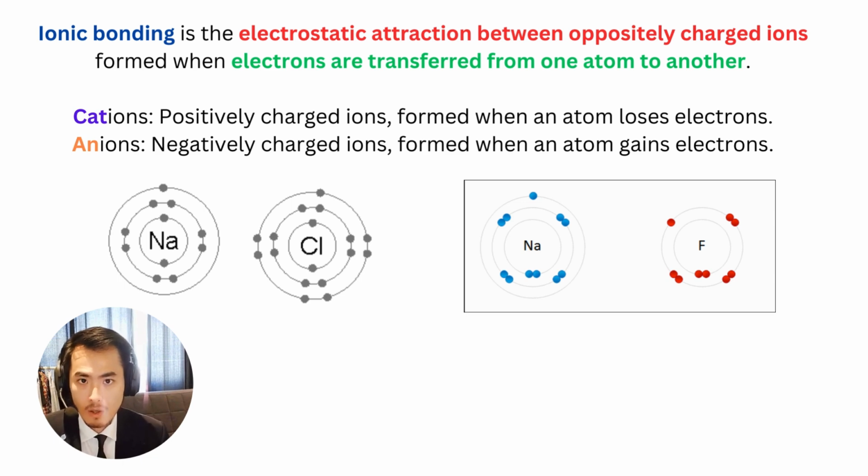So this is a lesson on ionic bonding. What is an ionic bond? It says here there is an electrostatic attraction between oppositely charged ions. So the general idea is that you have a metal ion and a non-metal ion coming together.